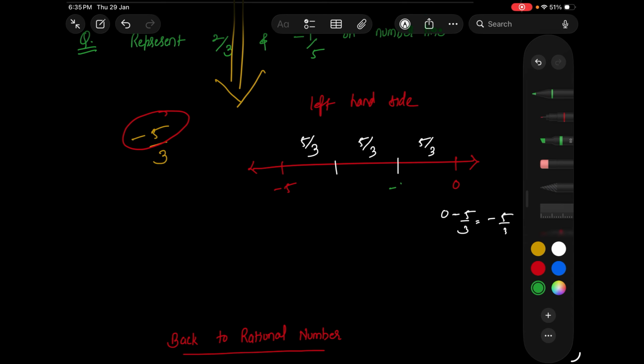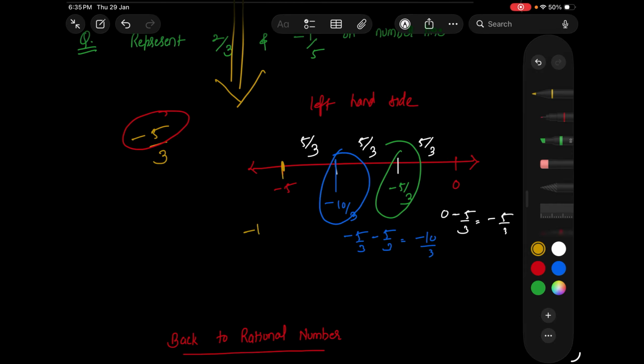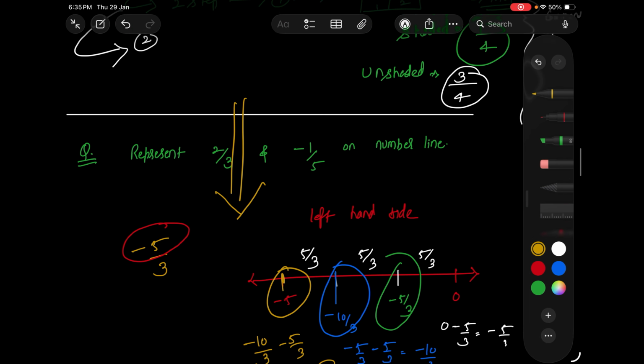So here, in the first place, we have minus 5 upon 3 that we have to represent, and in the second place we have minus 5 upon 3, and another part we add minus 5 upon 3, so it is minus 10 upon 3. Then what will be in the third part? In the third part we add minus 10 upon 3 and minus 5 upon 3. So this is minus 15 upon 3. Here we cancel it down and it simply goes to minus 5. So it represents minus 5. So basically we understand how we represent minus 5 upon 3 on the number line.